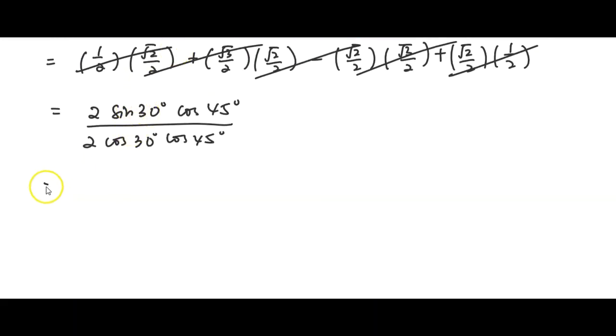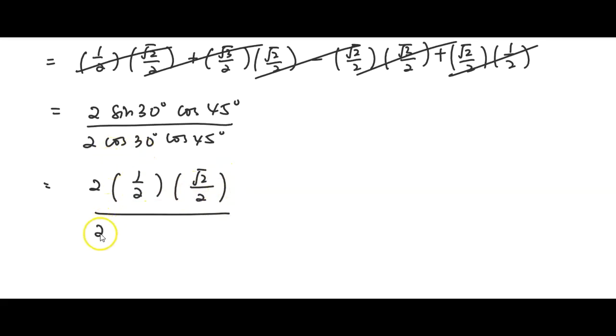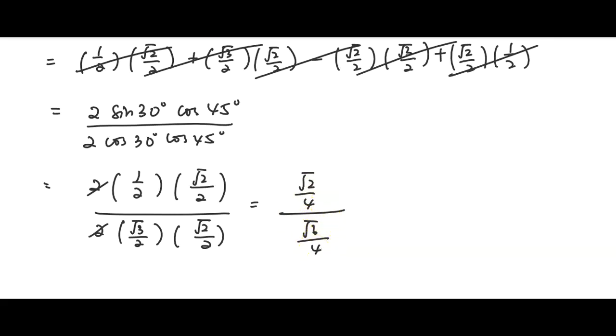Now we can simplify. To substitute values, sin 30 is 1 over 2. Cos 45 is root 2 over 2, divided by 2 of the cos 30, that will be root 3 over 2, and the cos 45 again is root 2 over 2. And here you can cancel off the 2. We have okay, root 2 over 4 divided by root 6 over 4. And the 4 here can be cancelled off. We have root 2 over root 6.